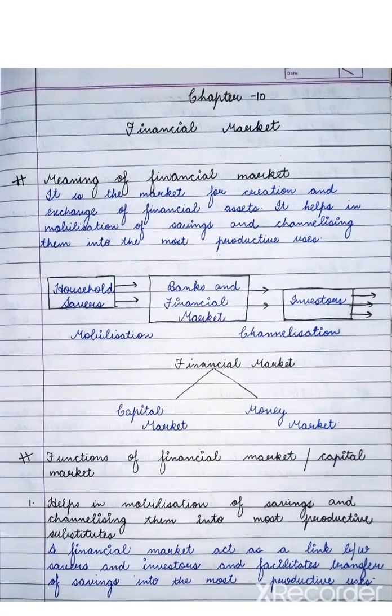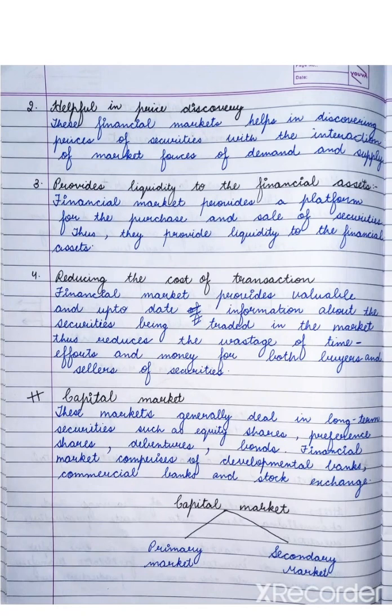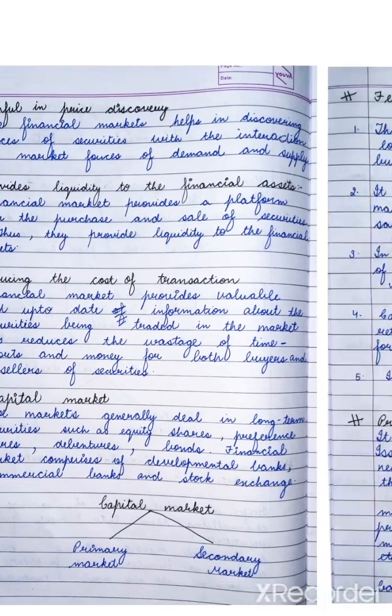Now, as we have seen that financial market is of two kinds, capital market and money market, we are going to understand capital market. A market where long-term securities are dealt, such as equity shares, preference shares, debentures, bonds, is known as your capital market. Capital market comprises developmental banks, commercial banks, stock exchange. So, who are the players of capital market? These are the developmental banks, commercial banks and stock exchange. Capital market is again classified into two parts, that is primary market and secondary market.